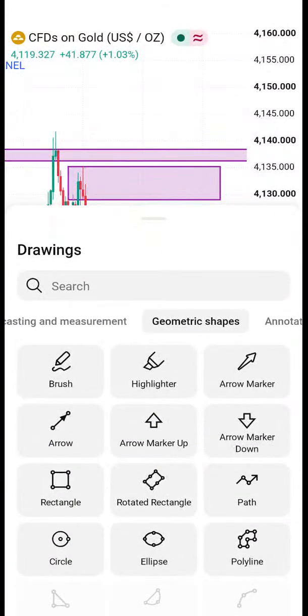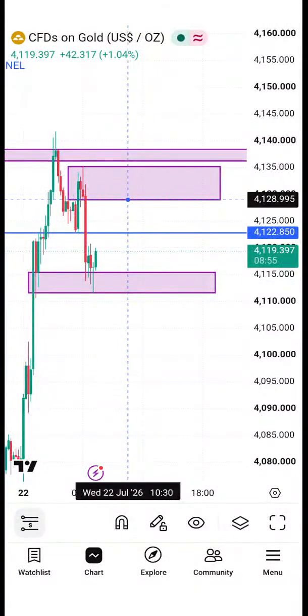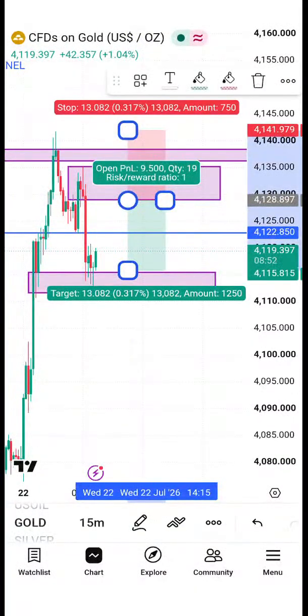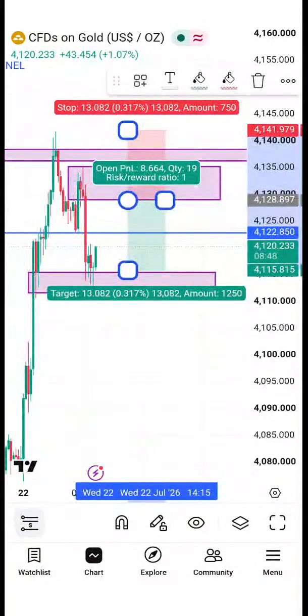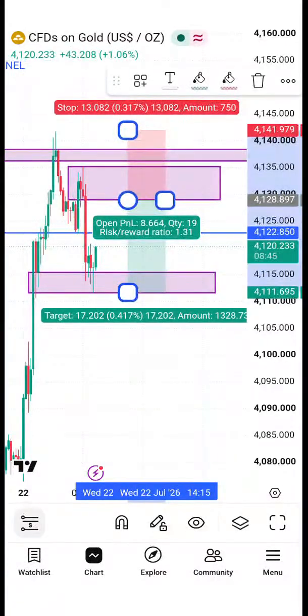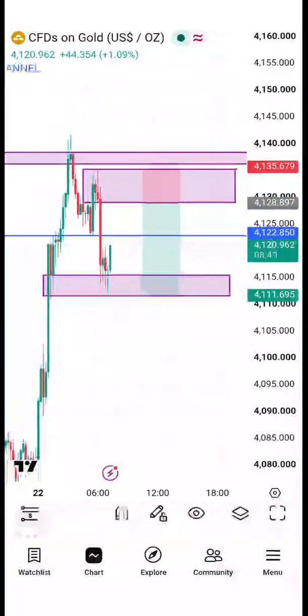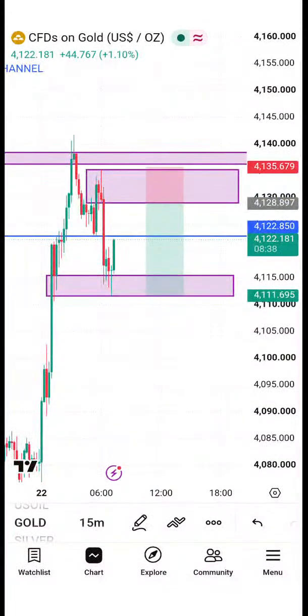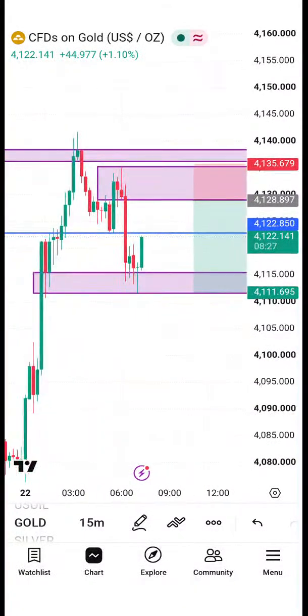So what I'm expecting on gold now, to go short around this area. Yeah, I'll go short. Make stop loss there. Yeah, that's it for gold. This is the setup that I have on gold.